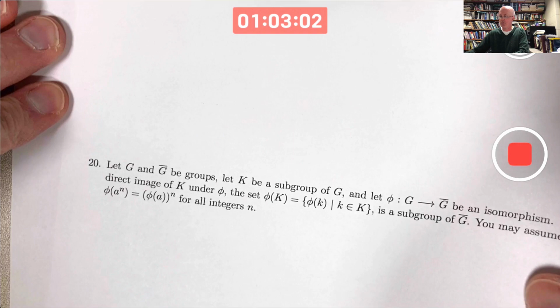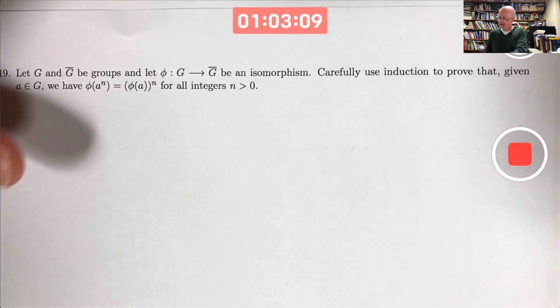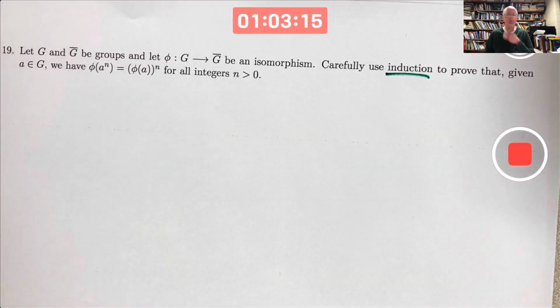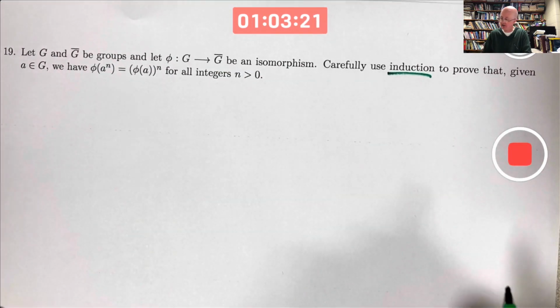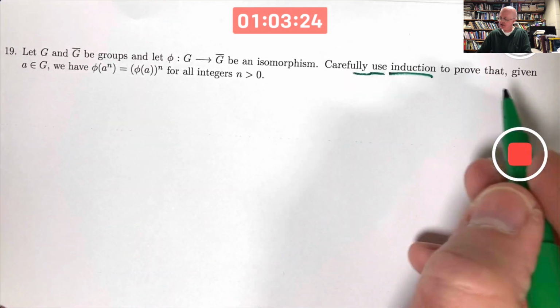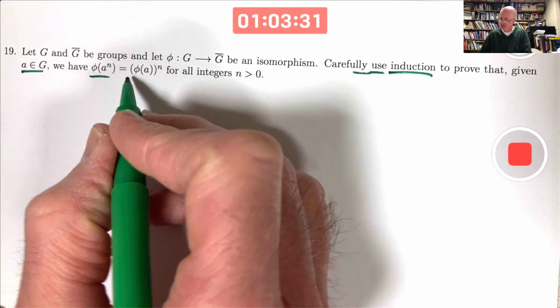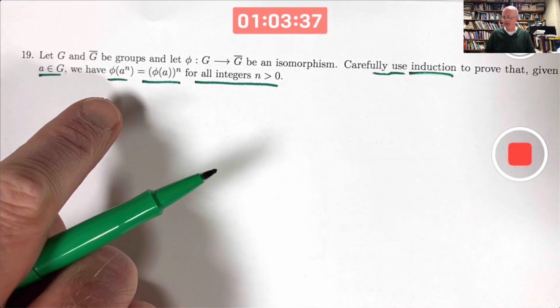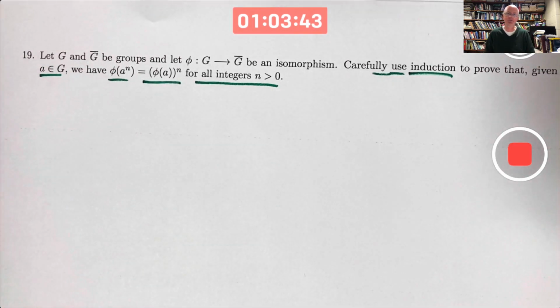Two more pages of proofs, actually just 3 more proofs. This one is about isomorphisms, and we're going to need mathematical induction. G and G bar are groups. Phi mapping G to G bar is an isomorphism, so 1-to-1, onto, and operation preserving. Carefully use induction to prove that given an element a in G, phi of a to the n equals phi of a, all to the n power, for all positive integers n. Essentially, the operation preserving property gets carried over to powers of the input element.